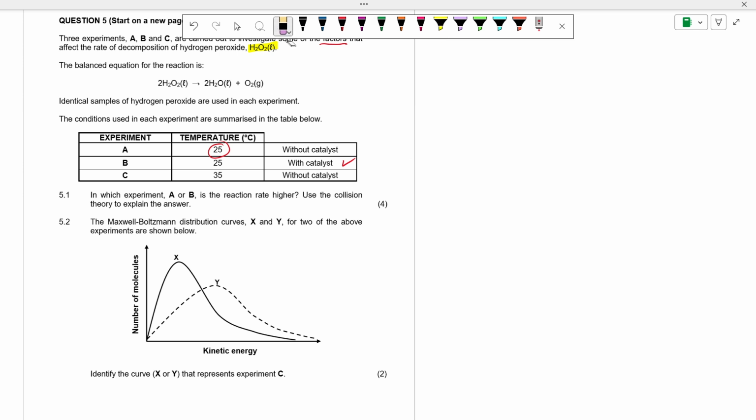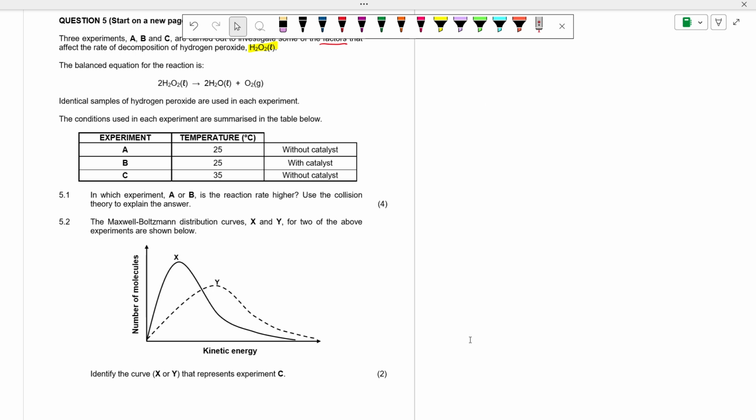Okay. Why temperature? Just briefly. Wait. Because I'm thinking my answer for 5.1. Because, can I say my answer for 5.1? Yeah, you can.